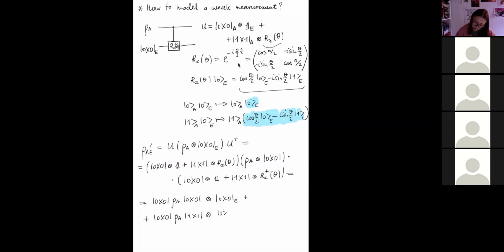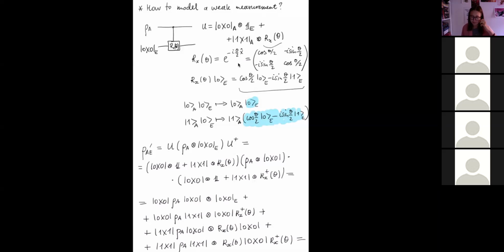Oh, sorry. Let me do it this way. |0><0| Rx dagger of theta. Plus |1><1| rho A |0><0|, tensor product Rx of theta |0><0|, plus the last term in the sum is |1><1| rho A |1><1|, tensor product Rx of theta |0><0| Rx dagger theta.